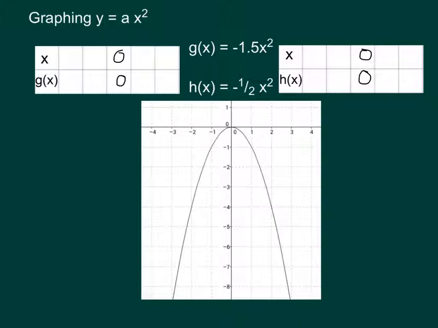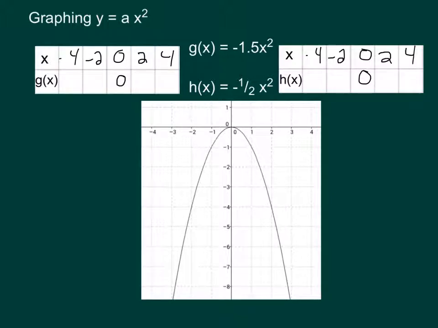Now I want to think about what I want to plug in. I notice that I'm using negative 1.5 x squared and negative 1/2. Those are both fractions with denominators of 2, and so I'm probably going to want to choose even numbers to plug in. So I'm going to go 2 and 4 on the right, and negative 2, negative 4 on the left. And hopefully I can actually use these for both, because my denominator in each one would be 2. Negative 1.5 could be written as negative 3 over 2.